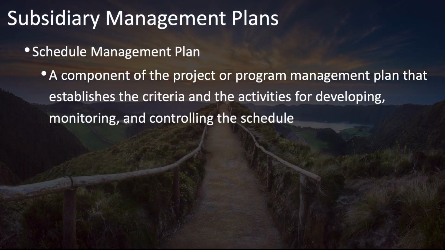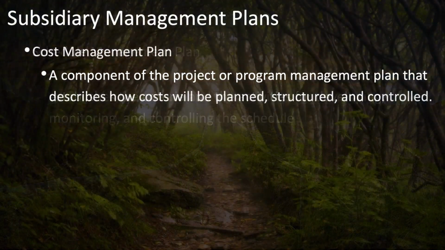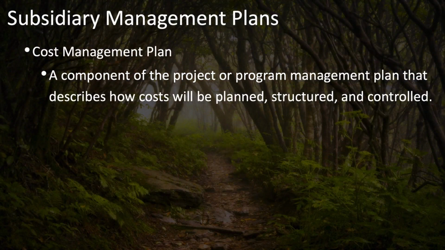Next comes the schedule management plan, which establishes the criteria and the activities for developing, monitoring, and controlling the schedule. Then comes the cost management plan, which describes how costs will be planned, structured, and controlled. You should begin to see a pattern here in these management plans, and that is that these plans describe the rules, if you will, for how the project will be managed, but don't include the details of the project, such as the project schedule or the project budget. Those are separate documents.